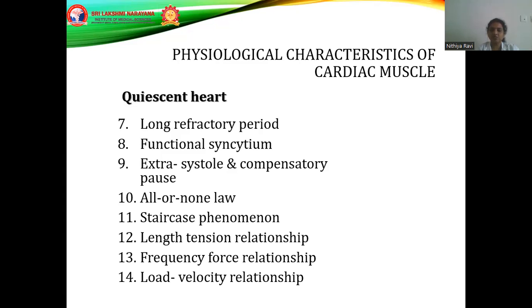So the properties which can be studied in a quiescent heart are the long refractory period, functional syncytium, extrasystole and compensatory pause, all or none law, Starling's phenomenon, length tension relationship, frequency force relationship, and load velocity relationship. So we'll be seeing each one of these one by one.